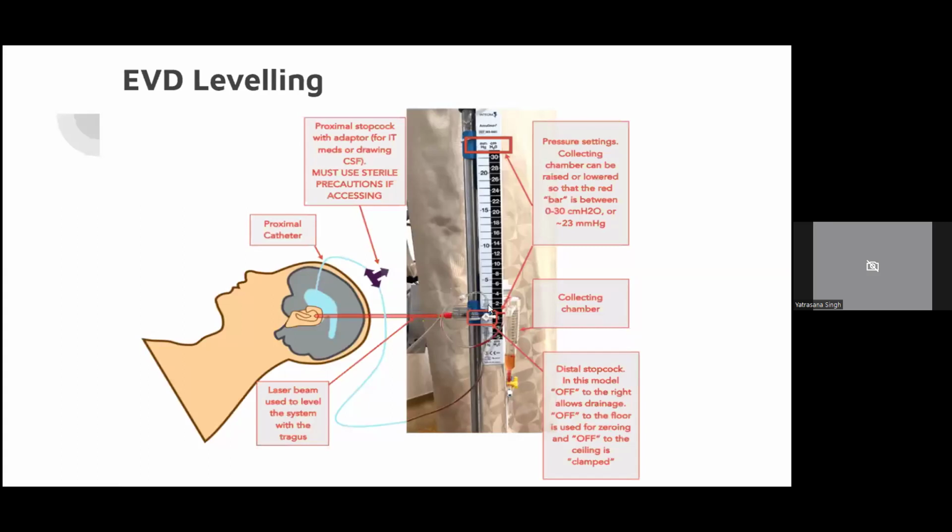So this image shows that the 0 level is at the tragus of the ear, and it shows that the proximal stopcock with the adapter is here, ensuring connection to the rest of the line.